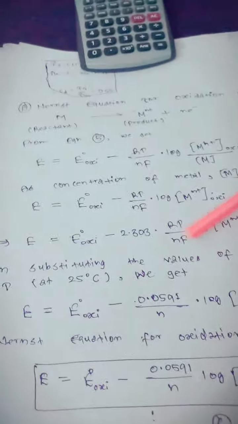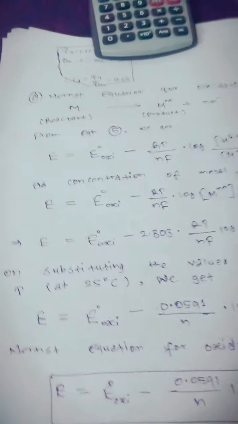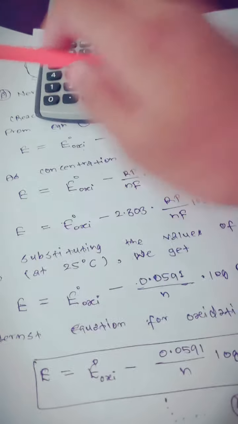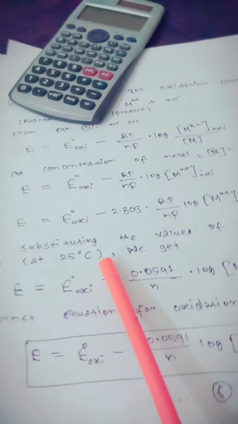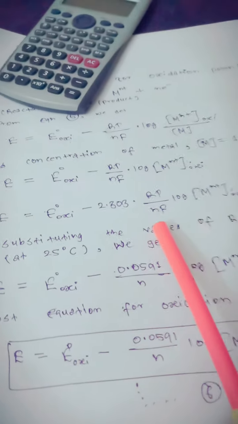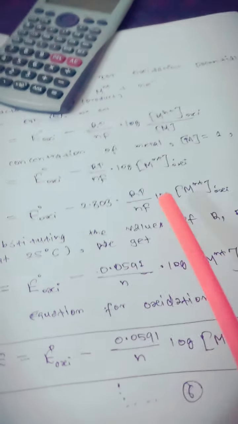After knowing this value, we can write this also, because we know the reactant value. In the place of the reactant, we can keep the value M equal to 1. So substituting that value, we get E is equal to E naught oxidation minus 2.303 RT by nF into log. This is the reaction equation.